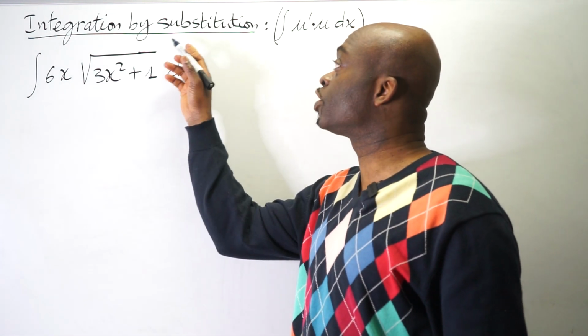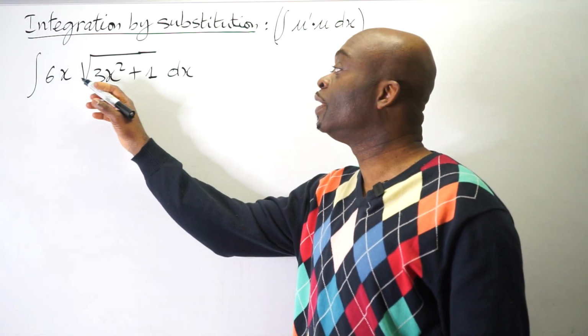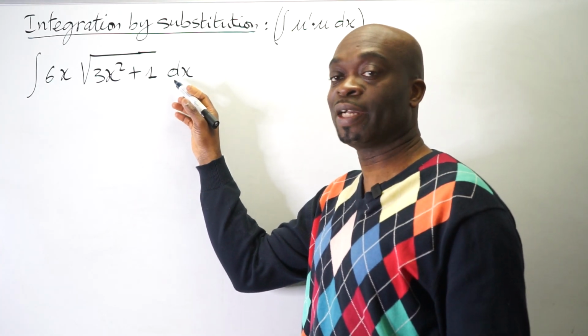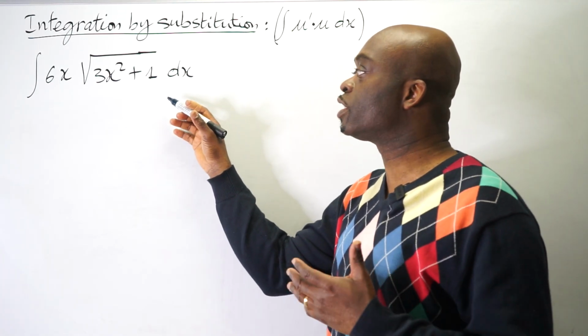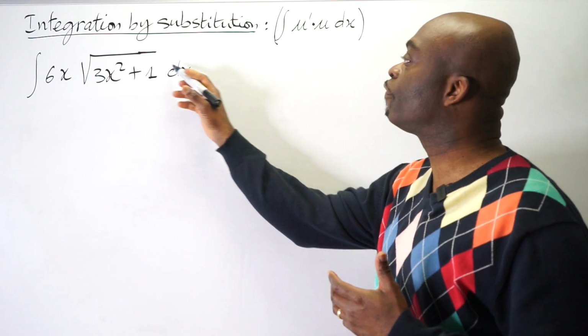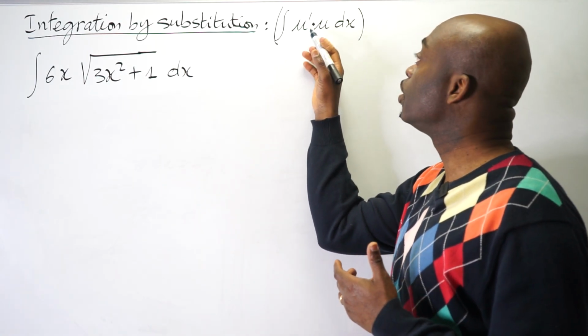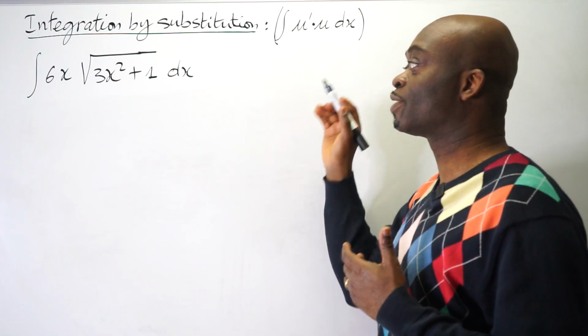Let's solve for the integration by substitution of this problem here. Integral of 6x times square root of 3x squared plus 1 dx, right? So the first thing when you see such a problem is you want to know if it agrees with this kind of format, which is integral of u prime times u dx, all right?